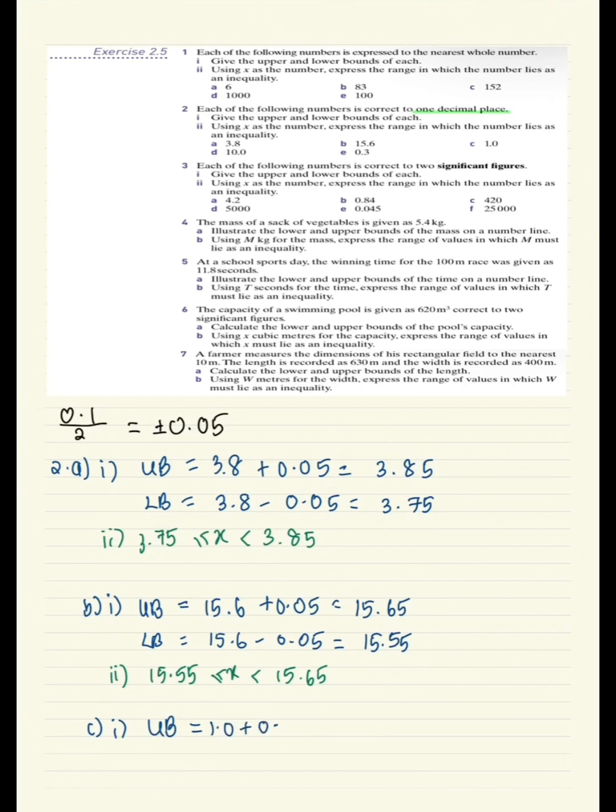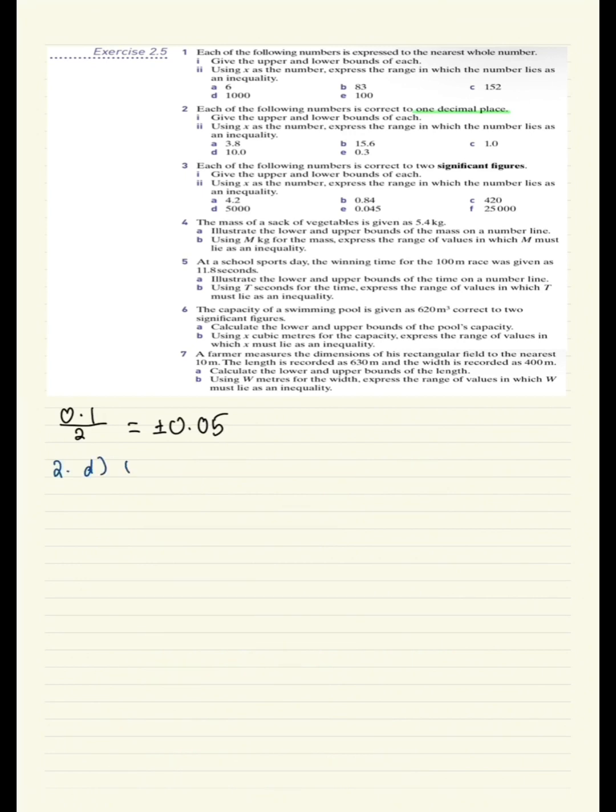Now let's look at C. 1.0 plus 0.05 to find the upper bound, and 1.0 minus 0.05 to find the lower bound. Now to express the range in which the number lies, it is more than or equivalent to 0.95 and less than 1.05.